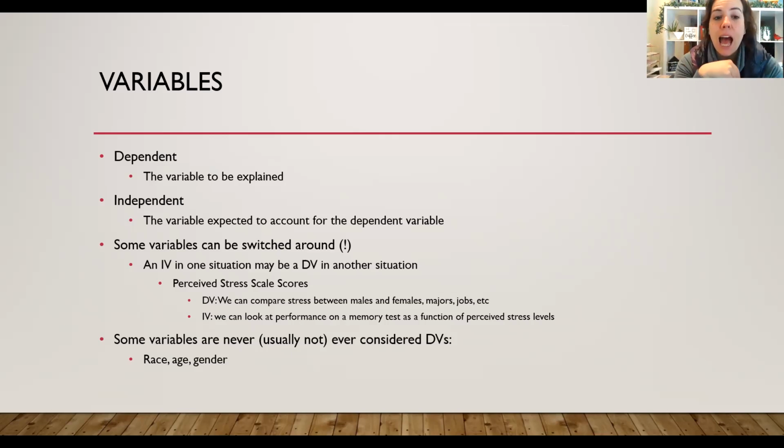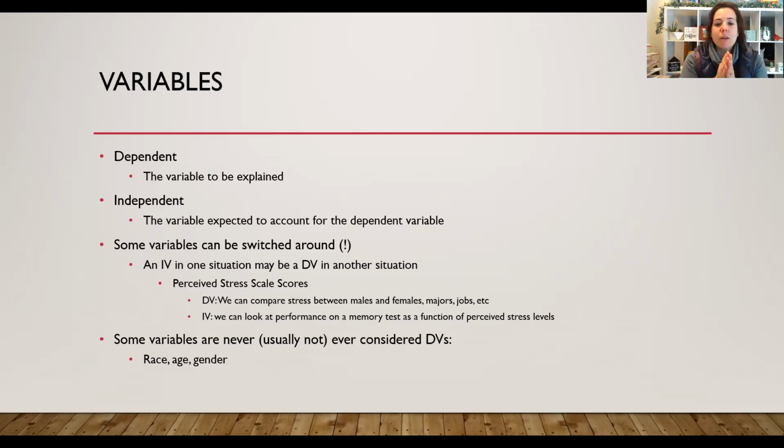Flip it on its head. I could talk about years of education and its impact on income. So now I'm looking at income as the dependent variable. I'm trying to see and predict if the number of years you are in school correlates to a higher level of income, meaning the more years in school, the greater the income. Newsflash, not always the case. PhDs don't necessarily make more money than people without college degrees. They're in a trade and they make good money, right? Okay. So those can swap depending on your research question.